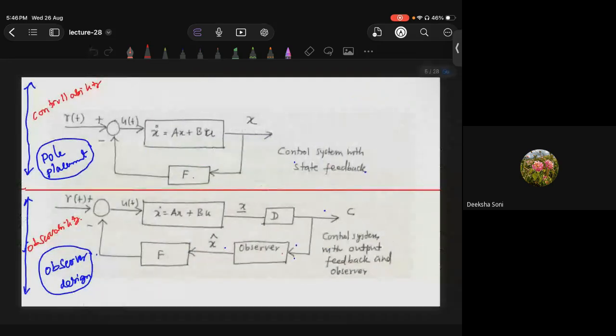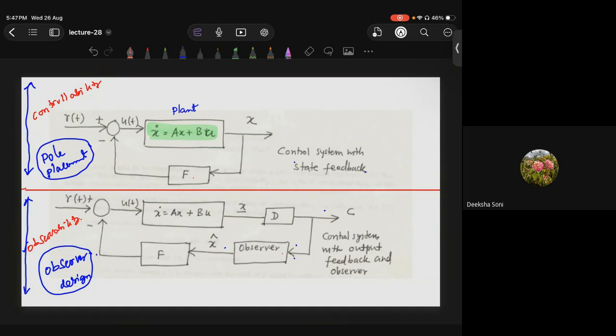Now here you can see two things. We have this system x dot is equal to ax plus bu. First consider the top part only, that is nothing but our plant. To understand this pole placement and observer, you need to understand these two images. If you get any doubt, please do ask me.